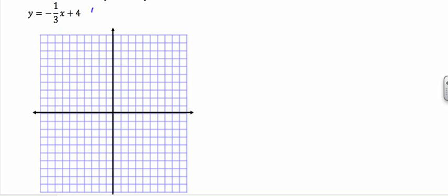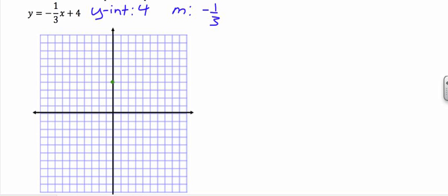The y-intercept of this graph is 4. And the slope is negative 1/3. Remember, a slope just describes a change, so you need a place to start. That means we've got to plot our y-intercept of 4 first, which we will do. There's our y-intercept of 4.